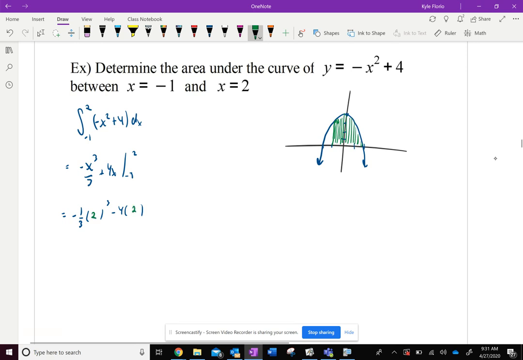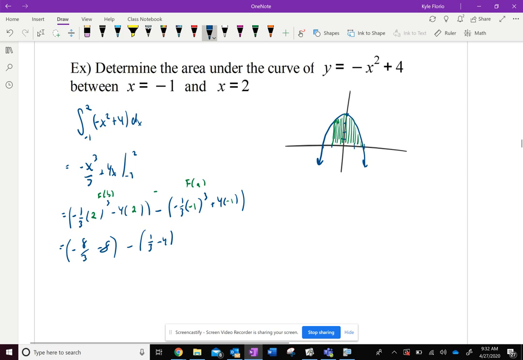So f of b, we're going to plug in b, minus f of a, which is going to be negative 1/3 a cubed plus 4 times a. And a is negative 1. So again, that's f of b minus f of a. And let's see what we get. 2 cubed is 8, so that's going to be negative 8/3 plus 4 times 2 is 8. Negative 1 cubed is negative 1. That double negative is going to make that a positive 1/3. And then 4 times negative 1 is negative 4.